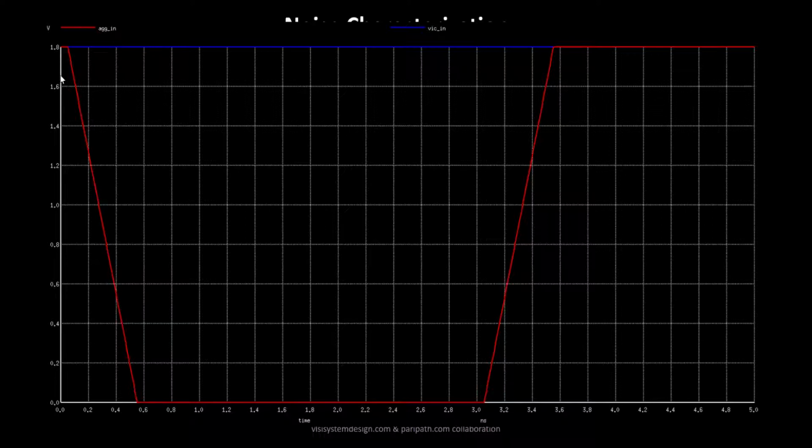So for example, we have this one. Let's say your aggressor in was switching from logic 1 to logic 0, and then again eventually from logic 0 to logic 1. It switches from logic 1 to logic 0 at 0.6 nanosecond, and finally it moves from logic 0 to logic 1 at around 3.1 nanosecond. And your victim line is kept static at logic 1. So the blue is your victim line, the red one is your aggressor line.